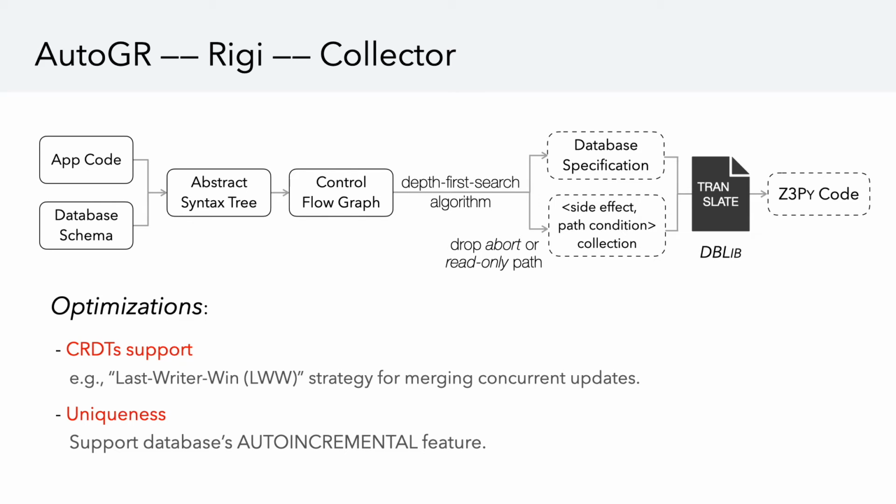In addition to side effects, Rigi gathers the path condition by making a conjunction of Boolean formulas of every branch taken by the corresponding path. We also extended the collector to incorporate the following two advanced features for partial considerations.